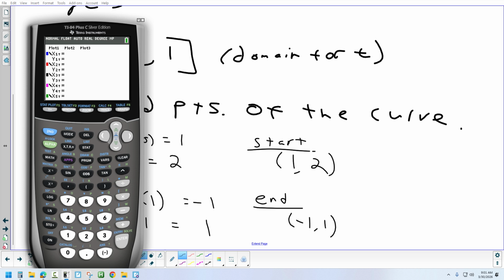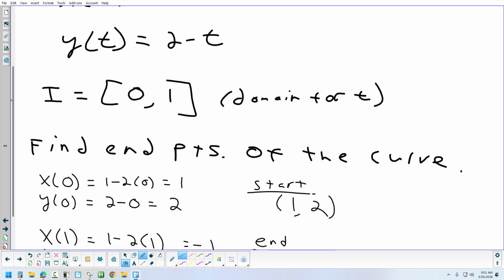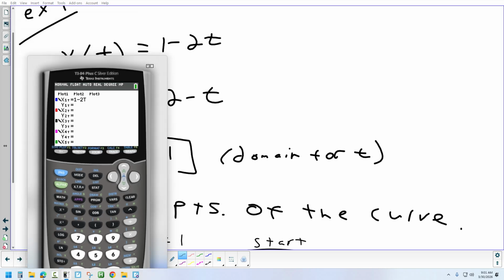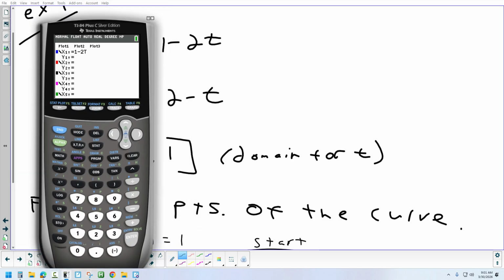Okay. Any question on that? All right, so let's put this in. So for x, you're going to put in 1 minus 2t. So press the button that you normally would use for x. That'll give you a t. And then the y value is 2 minus t.